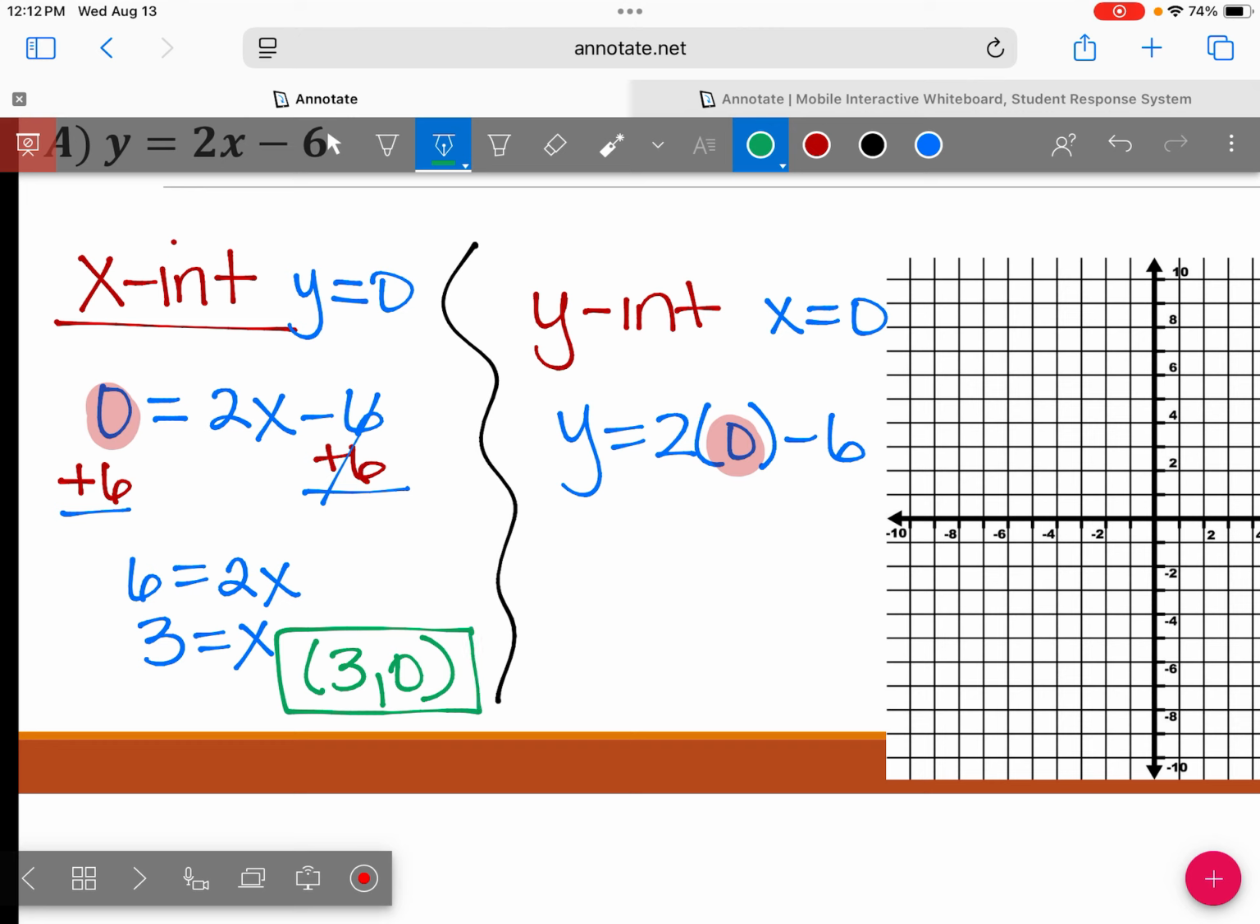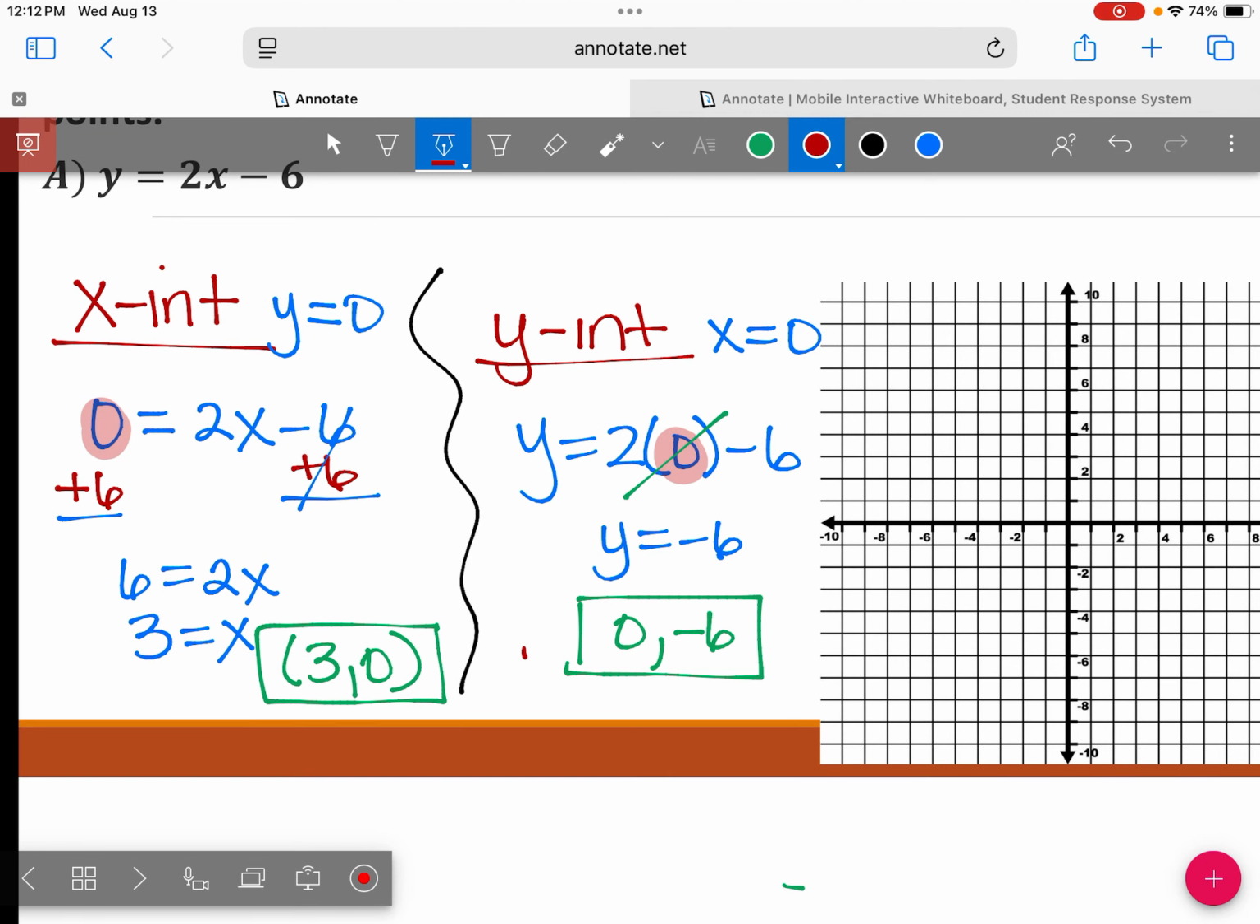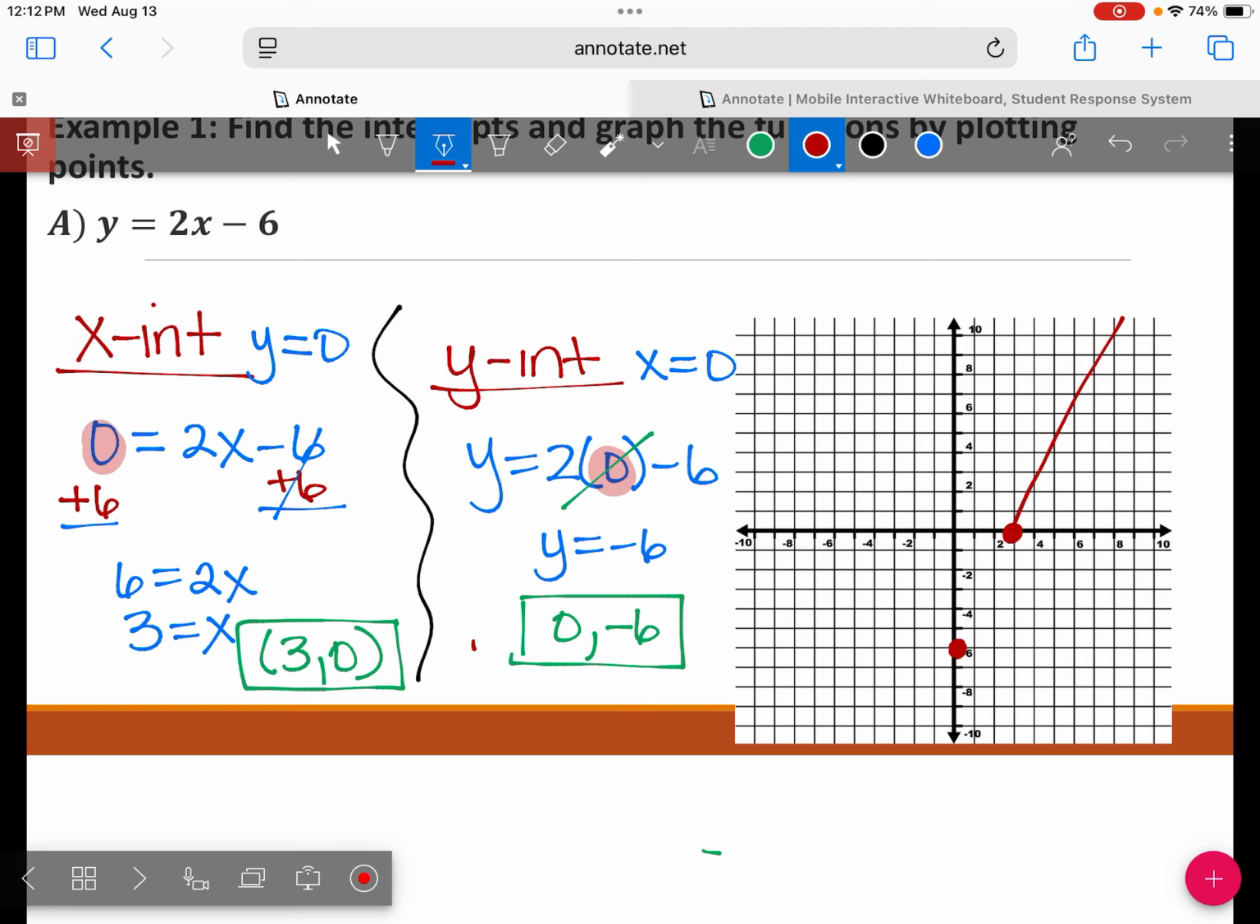For the y, 2 times 0, that cancels out. So all you have left is y equals -6. So that ordered pair would be 0, -6. So we would graph them both. So on my graph, I'm going to put a point at +3 and a point at -6 and draw a straight line. And that's your graph.